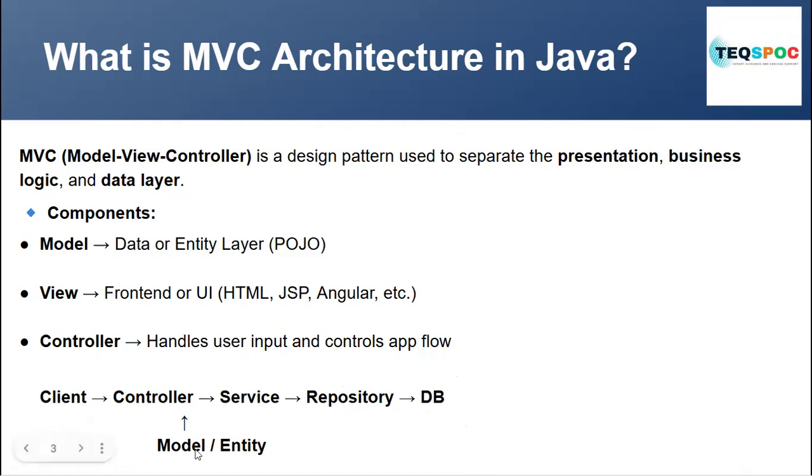So this is basically the flow. If the request comes from the client, it goes to the controller, then the request goes to the service layer. From the service layer, the request goes to the repository, and from the repository layer, it goes to the database layer. In between, we have the model layer. In the model layer, we create an entity class, and that table will be generated.